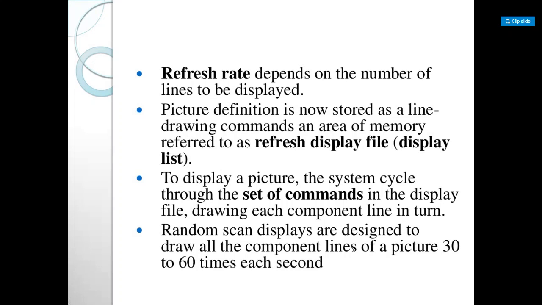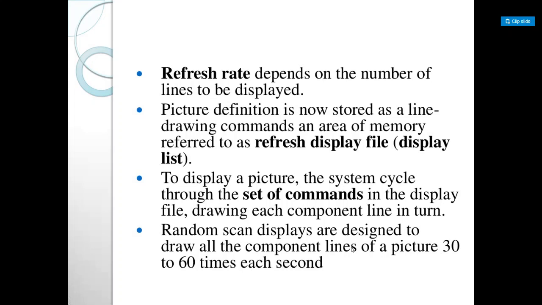Here the refresh rate depends on the number of lines to be displayed. If the picture is just 3 lines, it's very easy to display it on the screen. Otherwise, many refreshes have to happen so that the picture can be seen. And the picture definition is now stored as line drawing commands, in an area of memory referred to as a refresh display file or display list, whereas earlier we used to have frame buffers. Here we are storing it in the refresh display file.